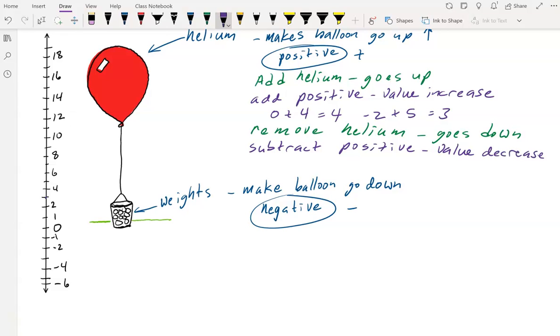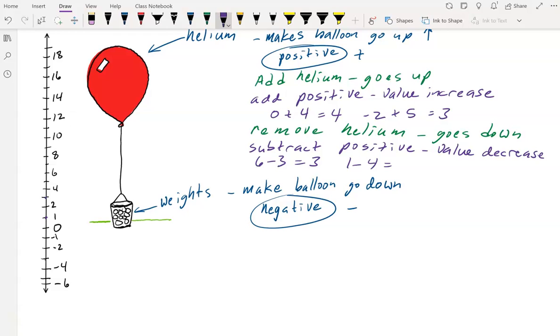For example, if the balloon is floating at 6 units above the table, and you take away 3 units of helium, 1, 2, 3, then you're down to 3 units above the table. What if the balloon is sitting at 1 unit above the table and we remove 4 units of helium? Well, that would go 1, 2, 3, 4. That would go down 4.